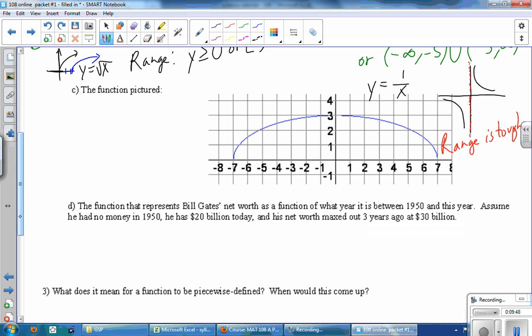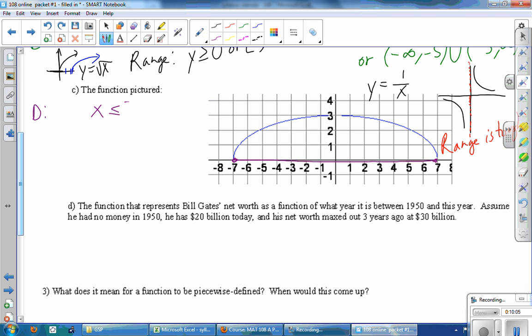Part C, domain and range of the function pictured. All right, this is much easier. So domain is all the x's. So let's see, looking at this picture, we can see that the graph starts here at -7 and ends over here at +7. So the domain is everything in between, including those two. We have to make it really clear to not include a point. We'd have to put something like an open circle there if I wanted to say don't include -7.